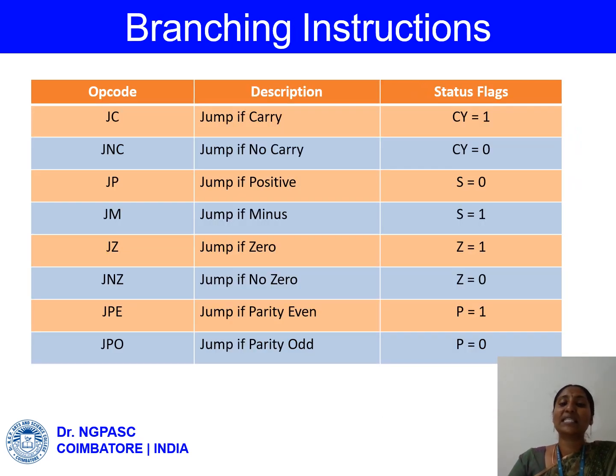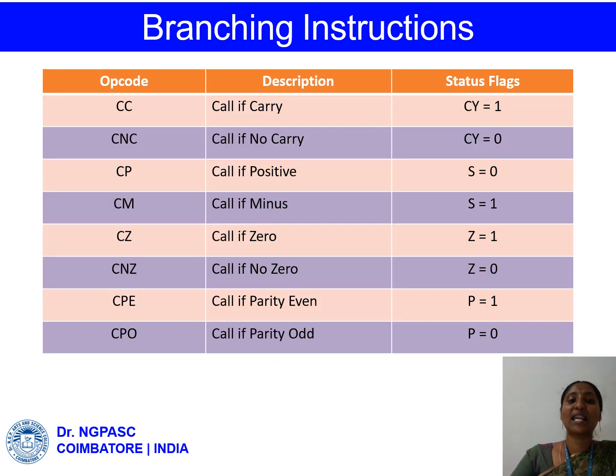Branching instructions alter the normal sequential flow. These instructions alter it either conditionally or unconditionally. Branching instructions are jump and call, so both belong to the branching group. Jump on carry, JNZ jump if non-zero, jump if positive, jump if minus, jump if zero. These are the conditions given by the branching instructions, and the same applies to call instructions. Wherever in the program sequence we want to go to a particular location, we use jump and call, the branching instructions.